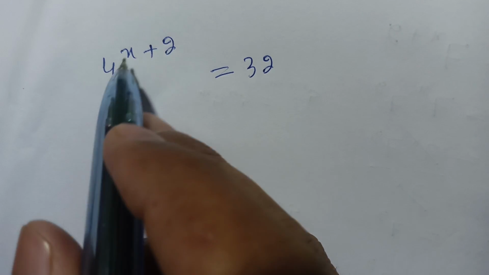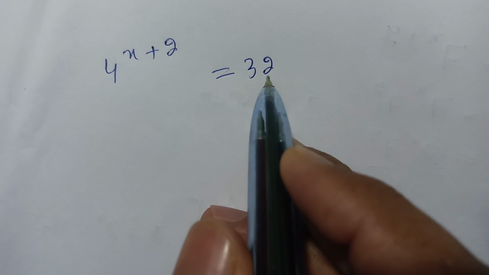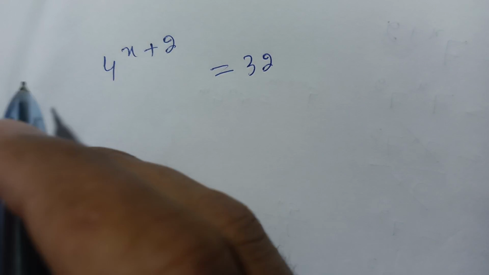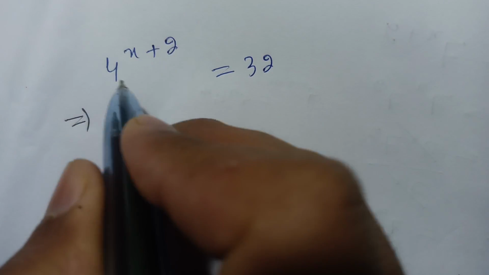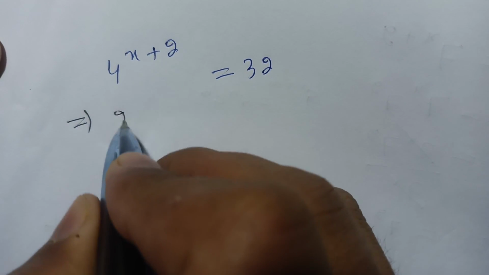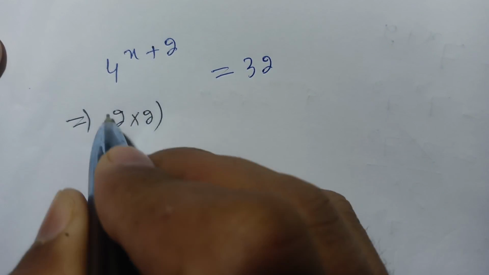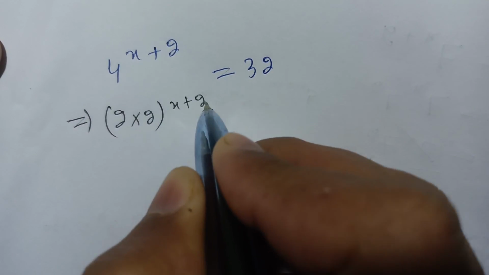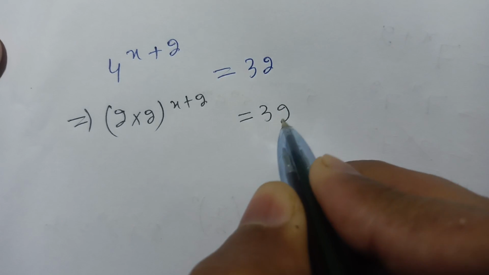How to solve 4 power x plus 2 is equal to 32. This is an exponential problem. We have to solve this. This 4 can be written as 2 times 2, whole power x plus 2 is equal to 32.